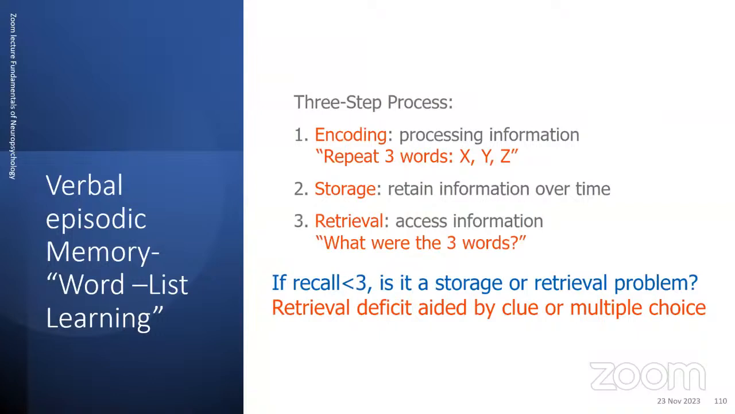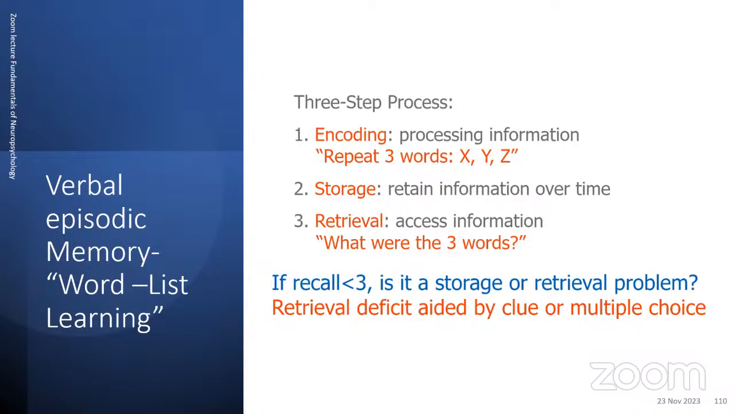The verbal episodic memory, word list learning. The encoding is tested by repeating 3 words. Whatever words you are telling, they have to register. That is what encoding is. You have to retain information over time, that is storage, and you have to access this information. What were those 3 words? So in these tests, if recall is less than 3, it is a storage or a retrieval problem.